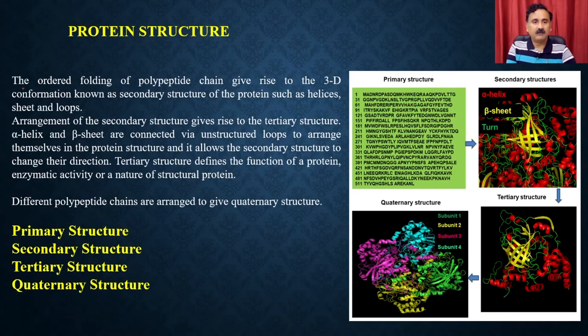The ordered folding of the polypeptide chain gives rise to the 3D conformation known as the secondary structure of the protein, such as the helix, sheets and loops. What you see here is the primary structure, right? All the amino acids are present, and the first amino acid has the N-terminus, whereas the last amino acid has the C-terminus.